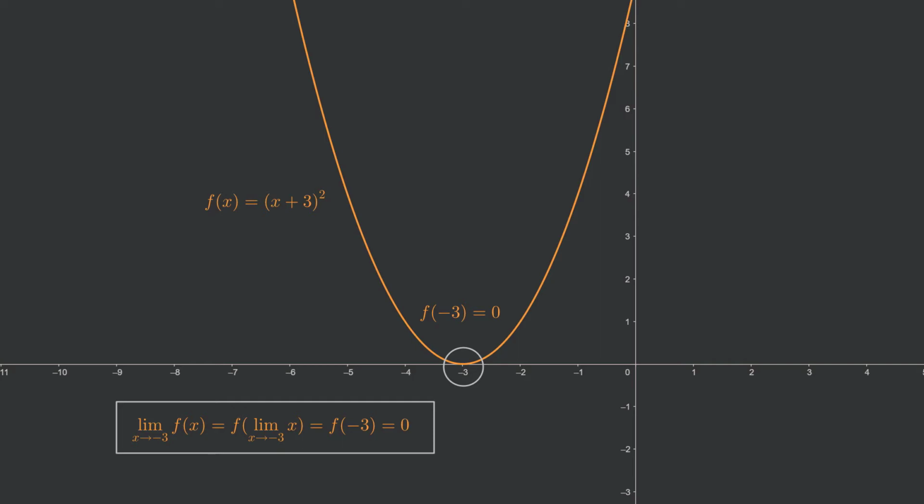So the more interesting cases are those where x tends to values where the function f is either not defined or not continuous, or if x tends to negative or positive infinity.